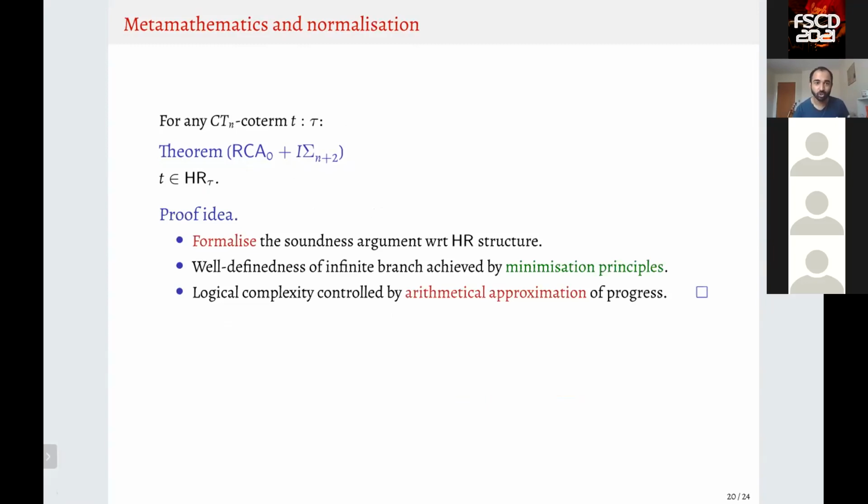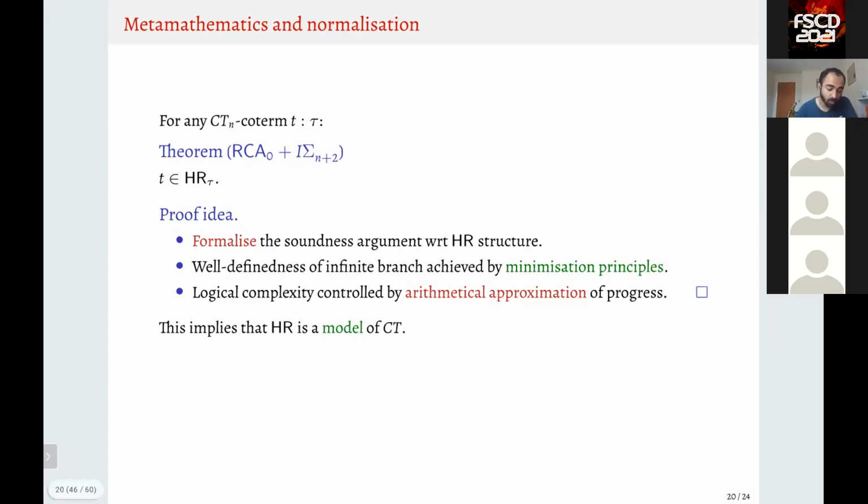If it's sound, it's true, and it works in all models, but we're going to formalize it with respect to this particular model. The reason is that we can then arithmetize it, as I will mention in a moment. We can show that this branch is well defined by minimization principles. It's rather important to control logical complexity by this trick of approximating thread progress, but I don't want to talk about that today.